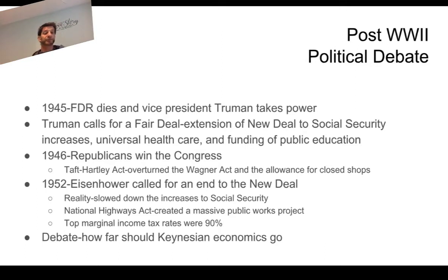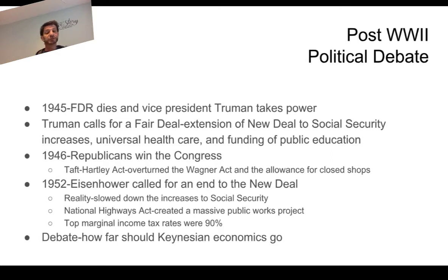They also passed, for example, the Taft-Hartley Act, which overturned the Wagner Act from the New Deal, and that basically stopped unions from gaining a lot of power. The Wagner Act had allowed unions to have what's called a closed shop, meaning if you want to join a business, you have to join the union. The Taft-Hartley Act said you cannot do that. So that's an example of how the Republicans kind of slowed Truman down.